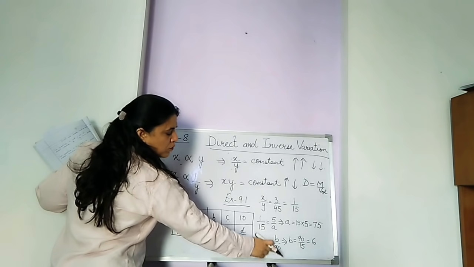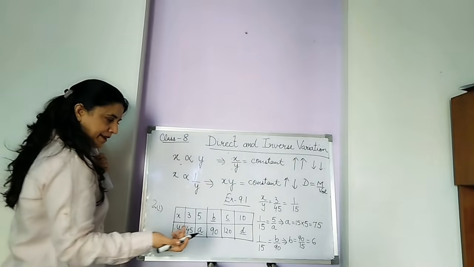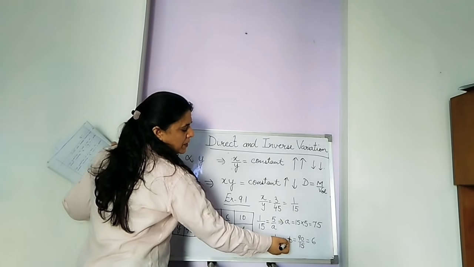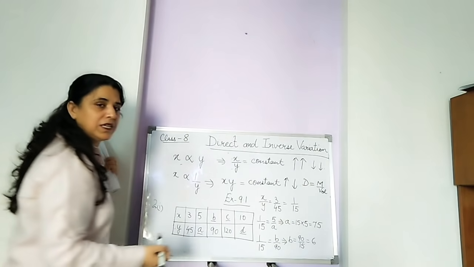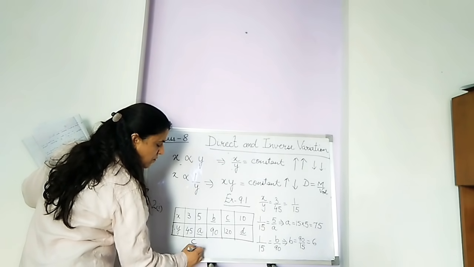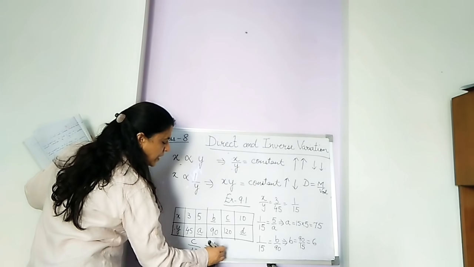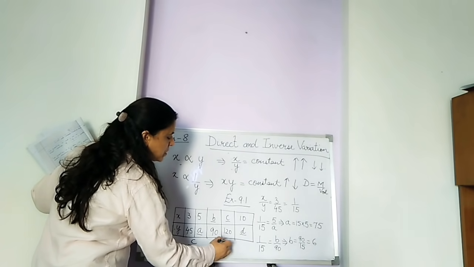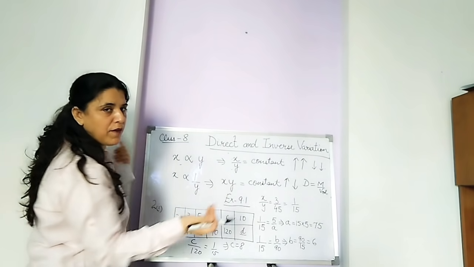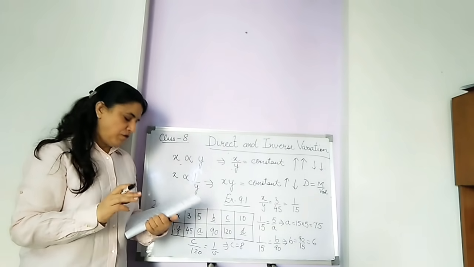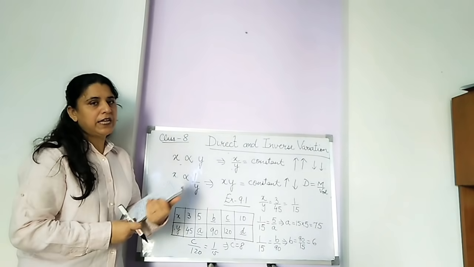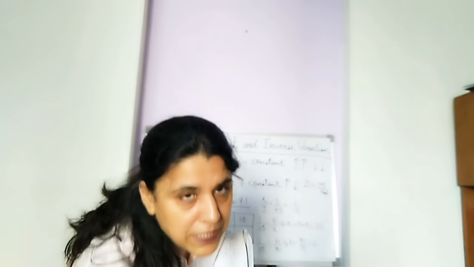Similarly, B upon 90 will also be equal to 1 by 15 because they vary directly. Now cross multiply, 15 into B is equal to 90 into 1, so B is equal to 90 divided by 15, which is 6. Similarly you can do for C. C upon 120 is also equal to 1 by 15. 15 eights are 120, so C becomes equal to 8. Similarly for D, 10 upon D is equal to 1 by 15, so you get D as 15 into 10, that is 150.